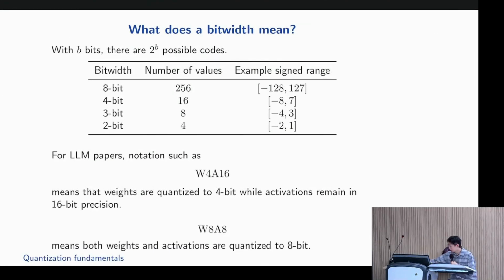So what is this b number? That's how many bits you're going to use to represent the input number. So, for example, if you use 8 bits, then you have 256 possible numbers after quantization, and you're going to use integers ranging from -128 to +127. And if you use 4 bits, you're going to have 16 different outcomes, 3 bits, 8 different outcomes, etc.